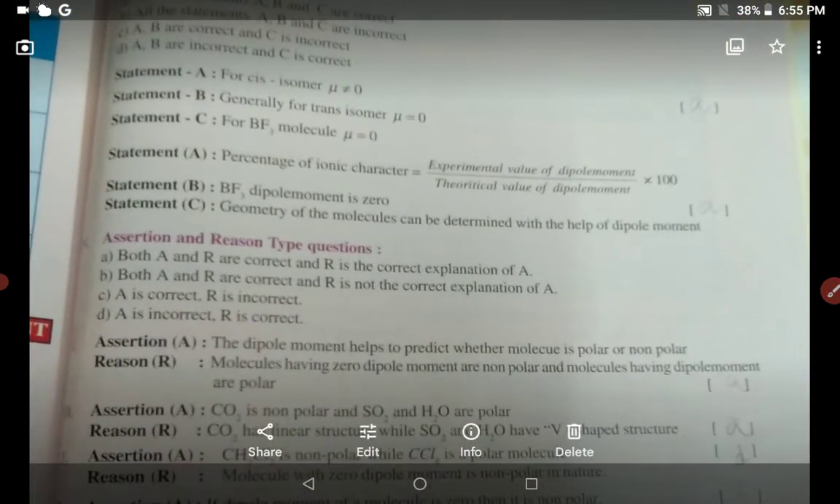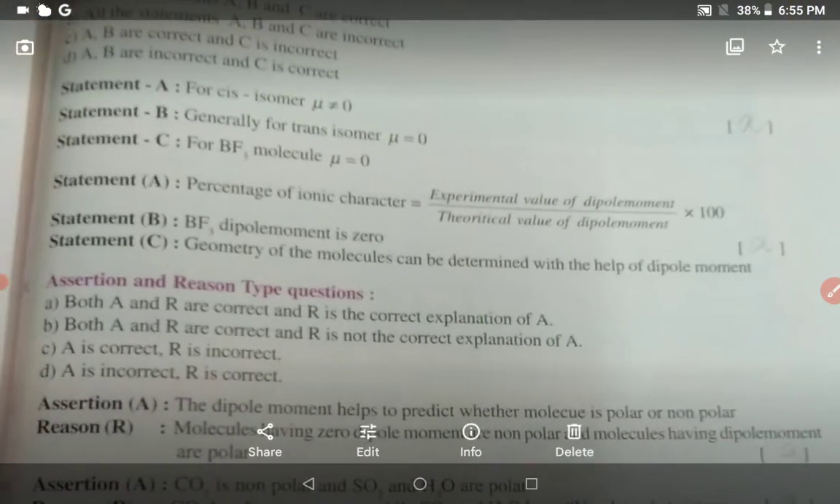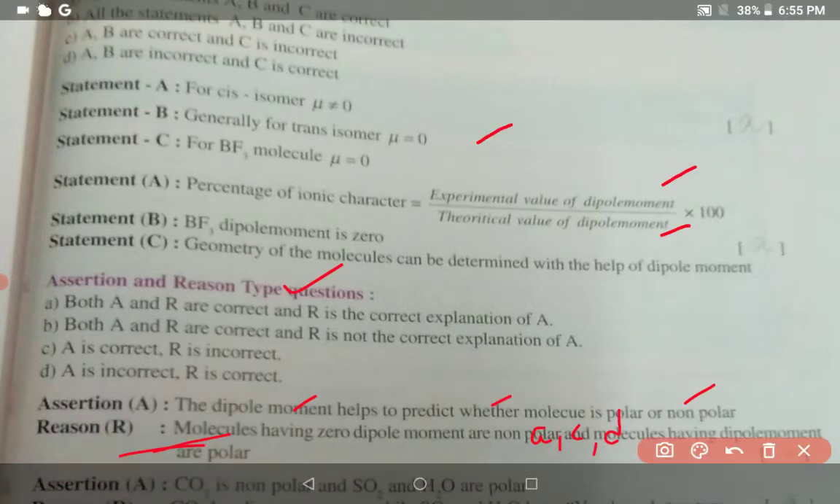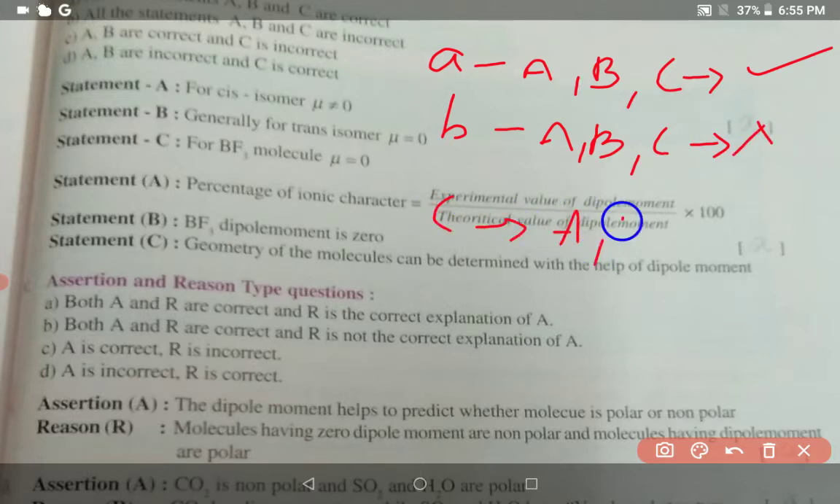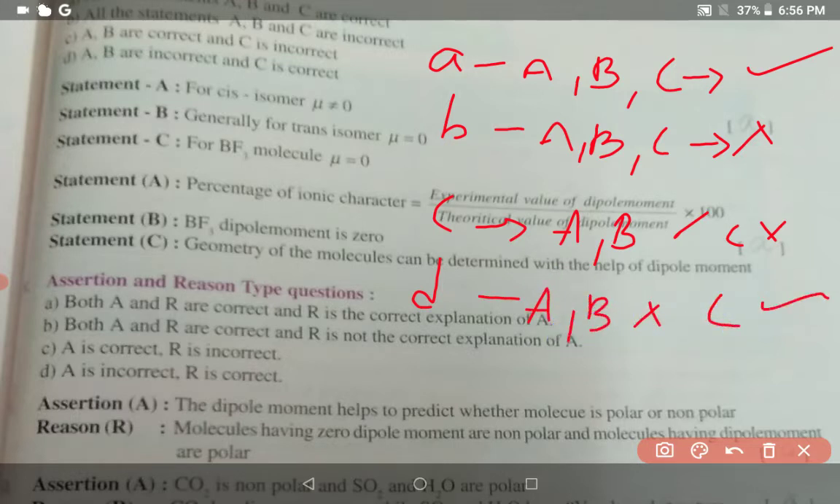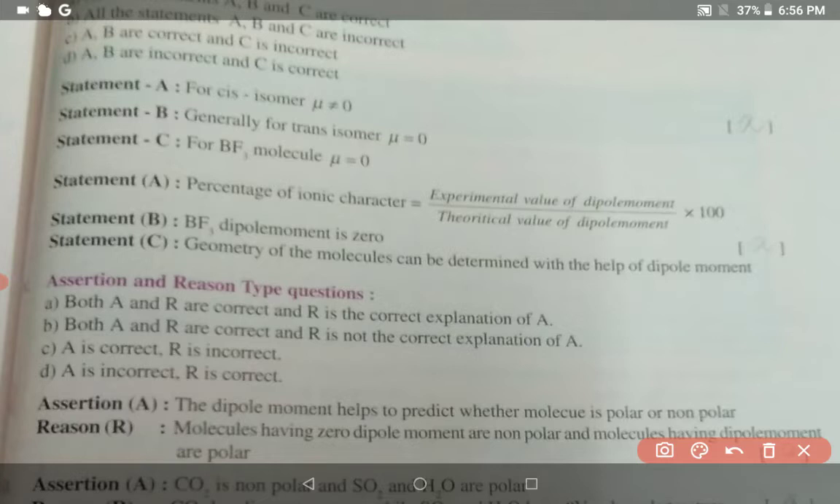Next, we are going to see the statement type of questions wherein the options are already given to us. So let's carefully have a look at the options first. Option A says that all statements A, B, C are correct. Option B says that all statements A, B, C are incorrect. Option C says that A and B are correct, whereas C is incorrect, and option D tells that A and B are incorrect, whereas C is correct. So I hope you understand the options. Now we'll be looking at the statements. This is the seventh question. This is the eighth one.